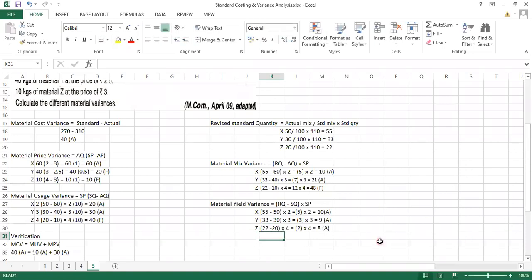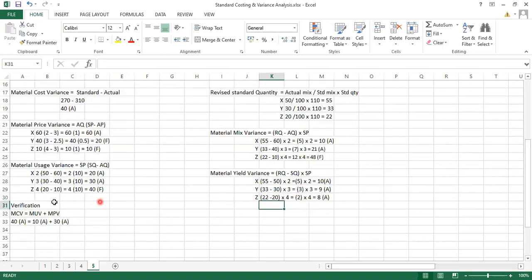Even we can do this because material mix variance and material yield variance are a portion of material usage variance. So you can do the verification and see as well. So let's do the verification. Material usage variance is equal to material mix variance plus material yield variance.